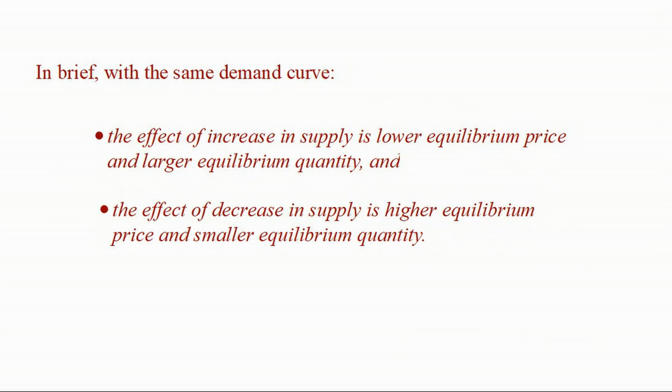So, in brief, we conclude that with the same demand curve, the effect of increasing supply results in lower equilibrium price and larger equilibrium quantity. The effect of decreasing the supply will result in higher equilibrium price and smaller equilibrium quantity. These are the two effects that we have in relation to increase or decrease in the supply curve when demand remains constant.